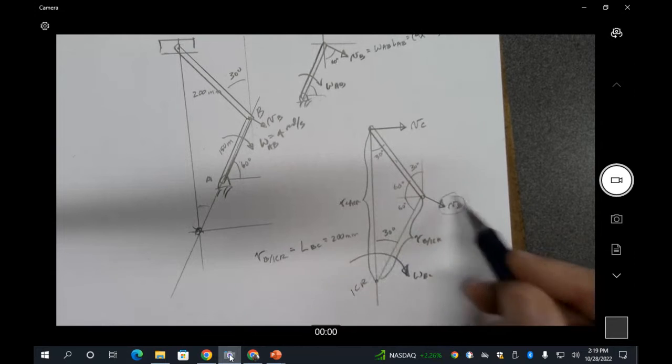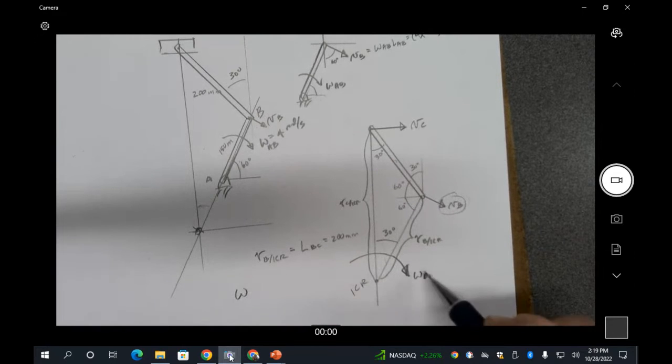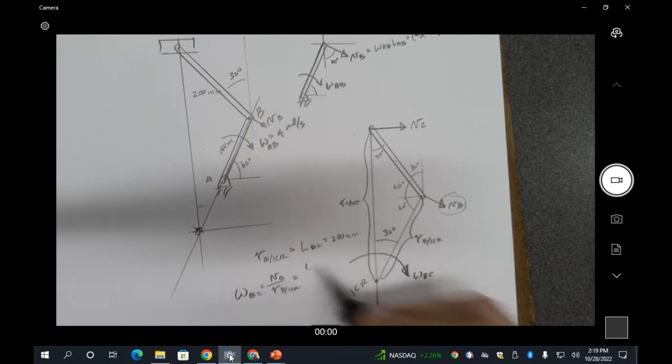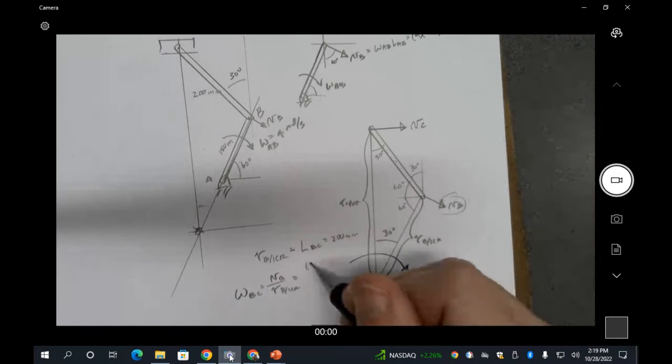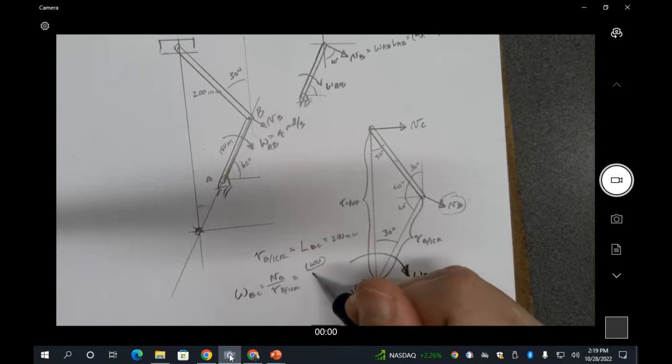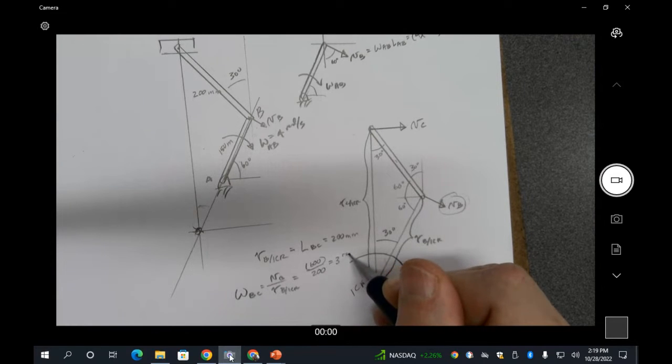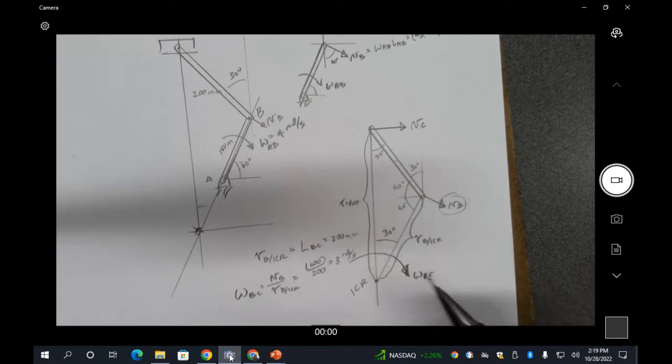So omega BC must be equal to VB over that, or 600 divided by 200, and we get 3. I think I did it right.